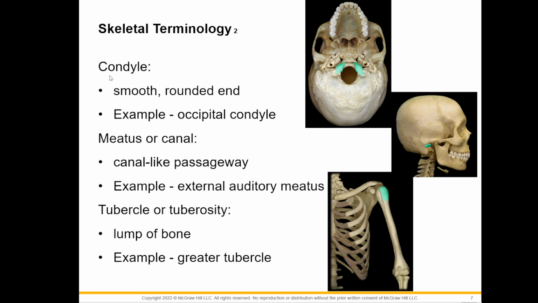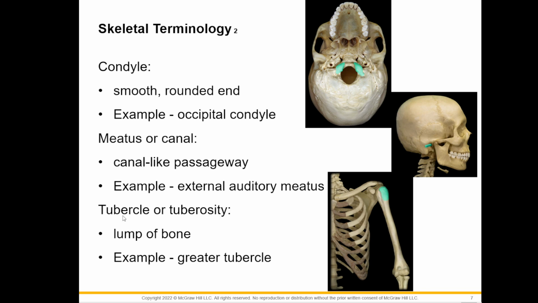When you see the word condyle, it means a smooth, rounded end. And this is one example of it. We call it the occipital condyle. Okay. When you see the word meatus or canal, it means a canal-like passageway, such as the external auditory meatus, also known as the external auditory canal. This is the canal of the ears.